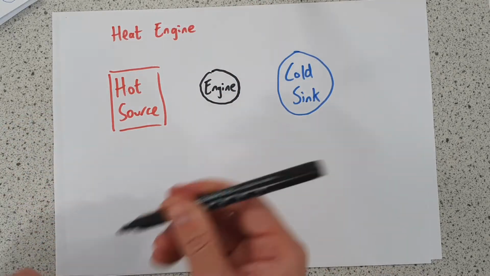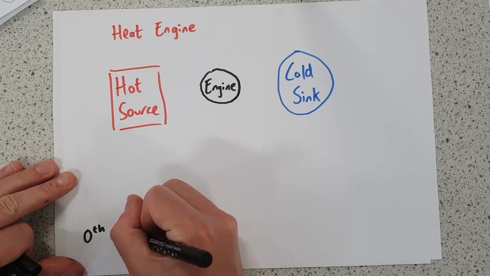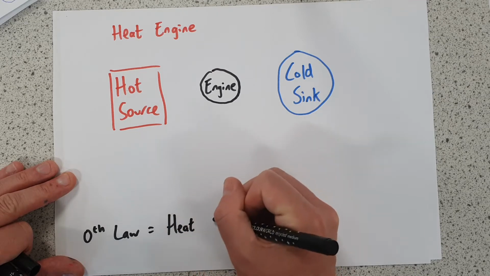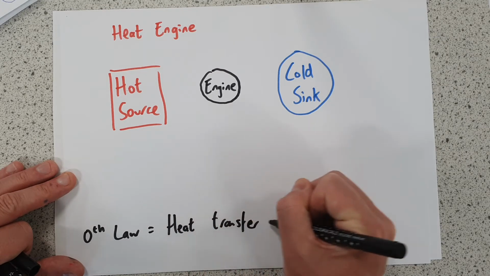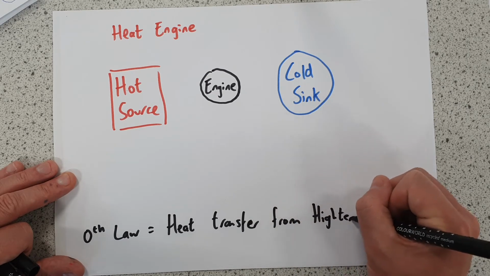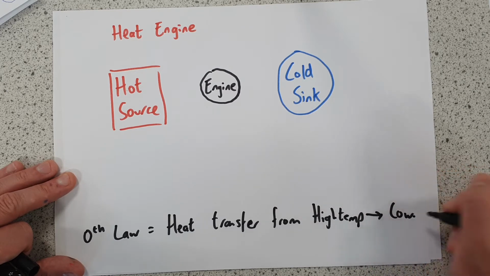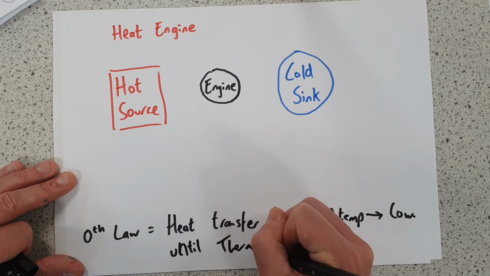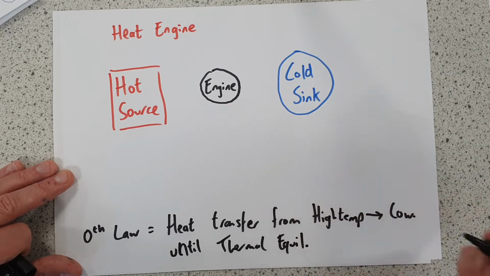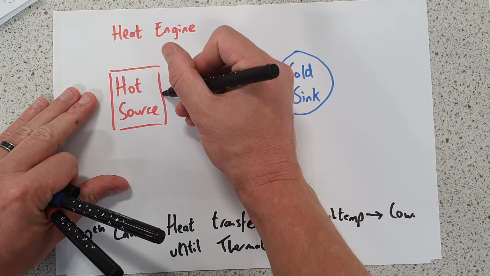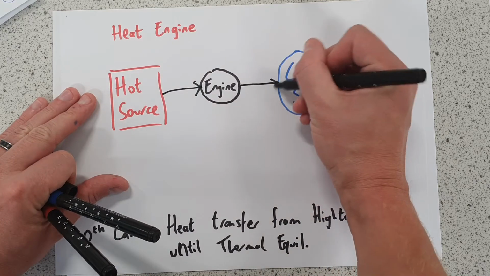Now according to the zeroth law of thermodynamics, heat will transfer from an area of high temp to an area of low temp. Okay, and this will happen until we reach what we call thermal equilibrium. And once we hit thermal equilibrium, that heat transfer will be equal in either direction. So heat, in this case, moves in that direction.